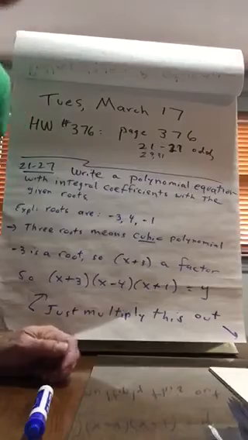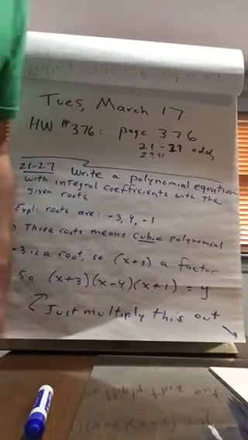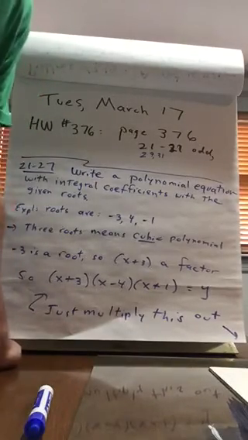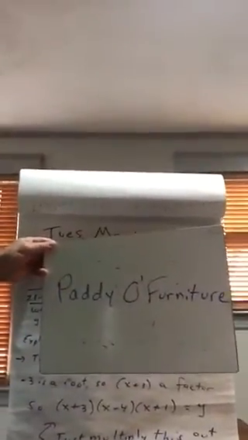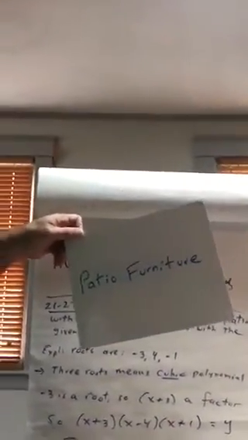So let's take a look at today's lesson. But first, how about an Irish joke? Who is Irish and sits on your deck? Answer? Patio furniture. Get it? Like patio furniture? There you go.